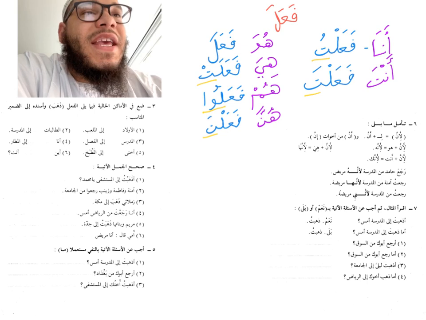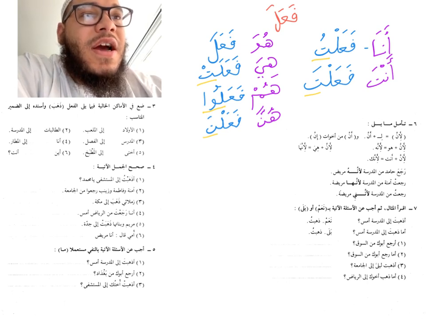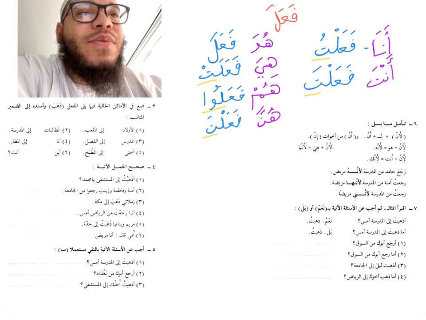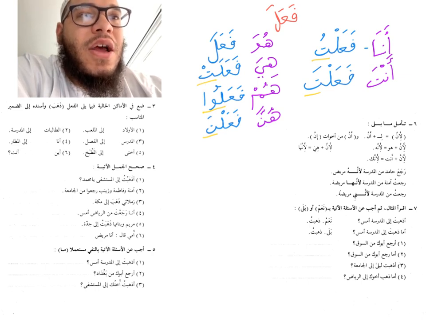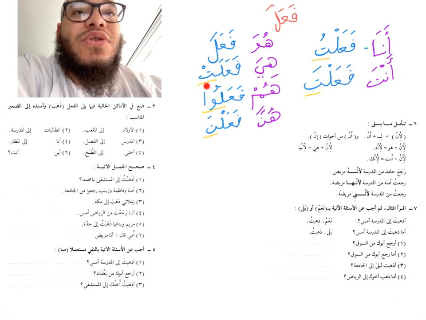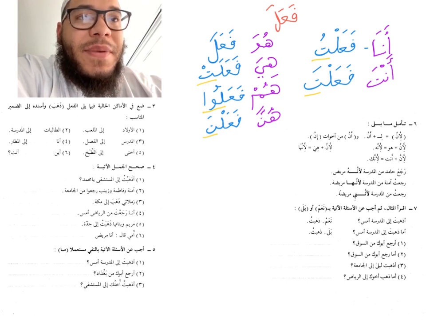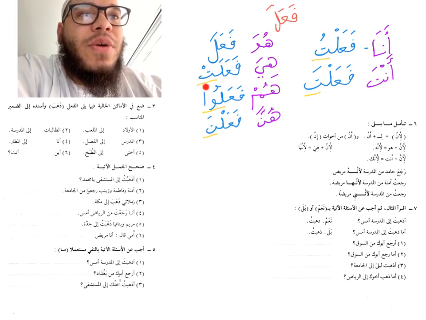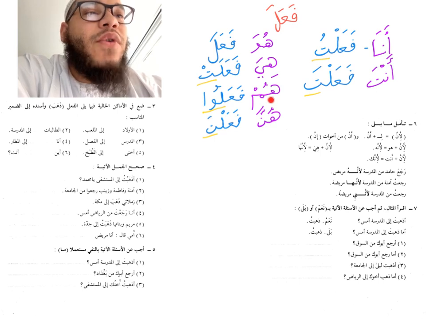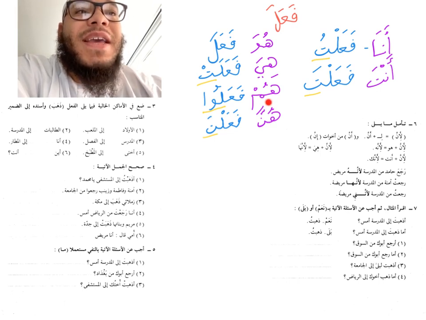Then we want to say hiya, she did it, hiya fa'alat. So we add this ta at the end, we don't put sukoon on the last letter, we add the ta at ta'nith, the ta of feminine, at the end with sukoon on top of it. Now we have hum, that is them, they did.